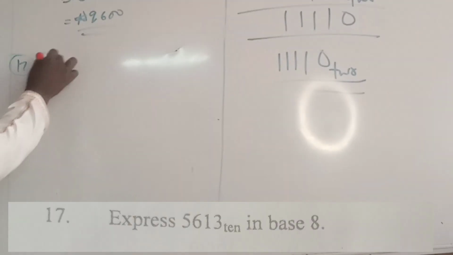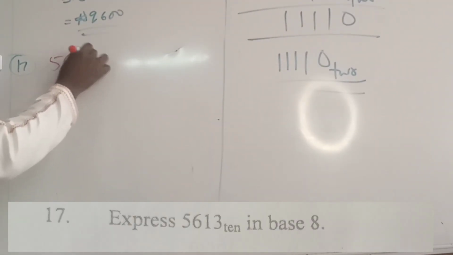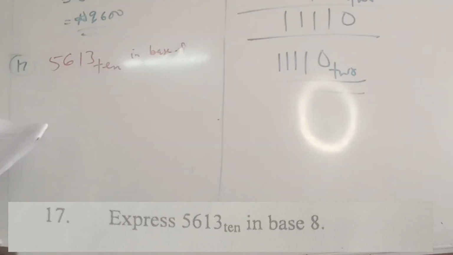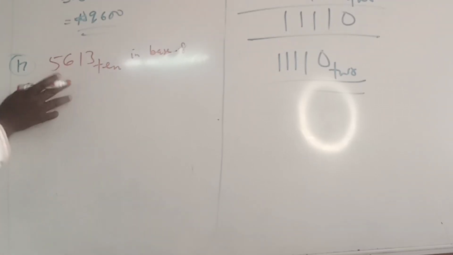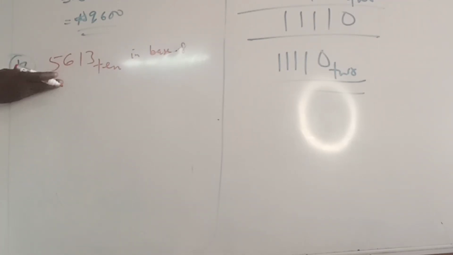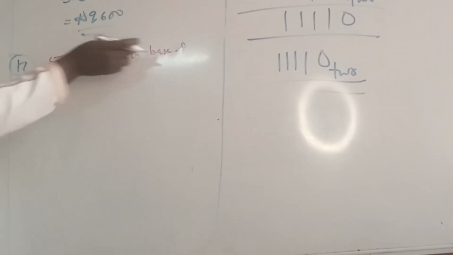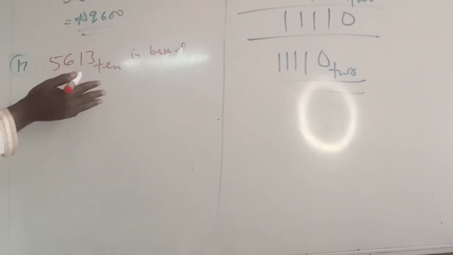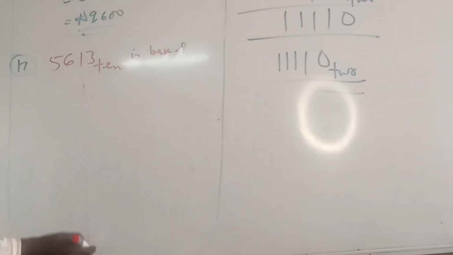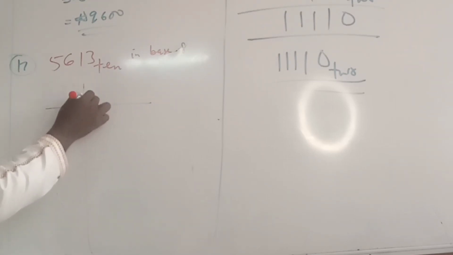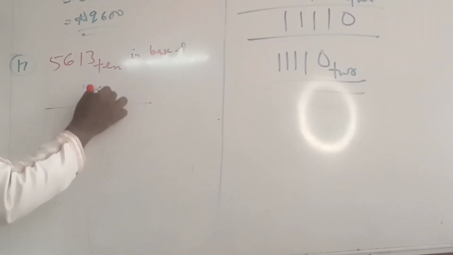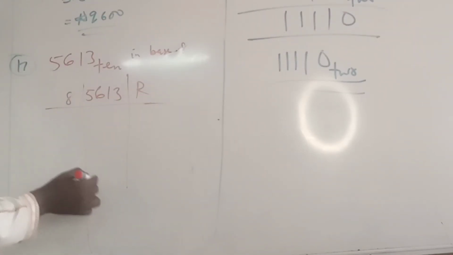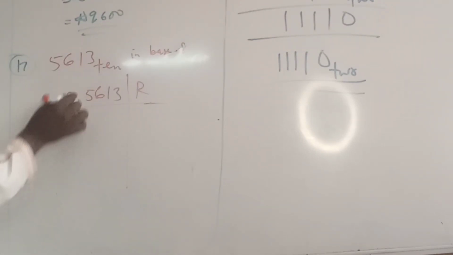9,600. Is it 5,613 base 10 in base 8? In base 8. So since we are converting from base 10 to other base, which is base 8, we use 8 to divide through. As you are dividing, you're writing down your remainder. So that means we're going to have this. So 5,613, then 8. We have put our remainder here. So let's start. You have to be very careful when you're dividing.